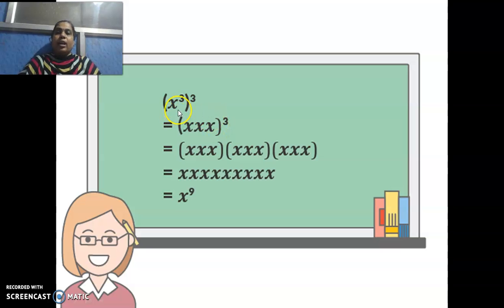Now some tricky question is there. X raised to 3, the whole raised to 3. Suppose 3 is any number and 3 is the same number outside the bracket. So I take x into x three times, and outside the bracket there is the 3. So I can split up x, our main function, into x three times. How many x do we get? X into x into x, up to 9. So that's why I write x raised to 9. It is a tricky example.